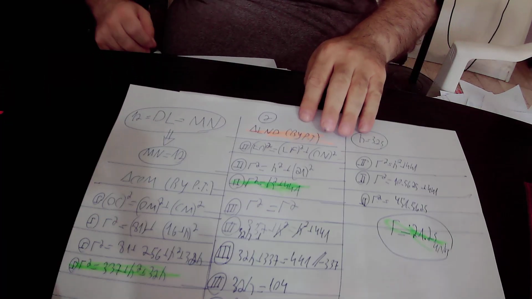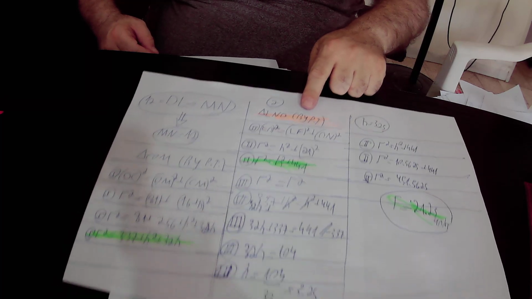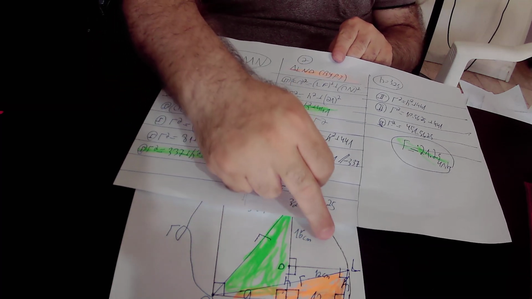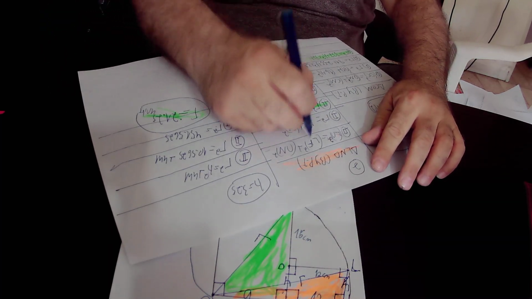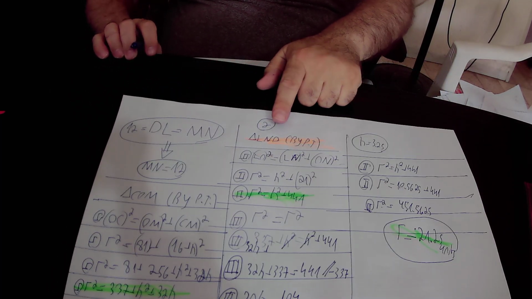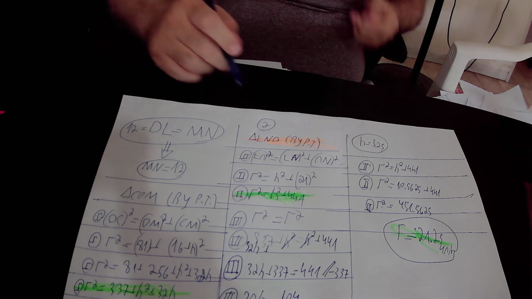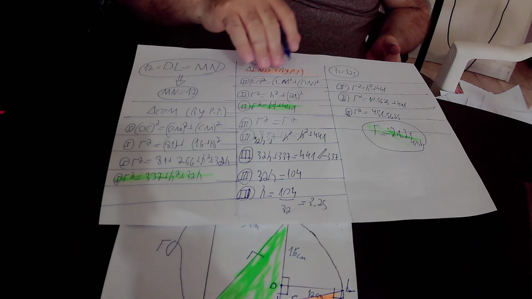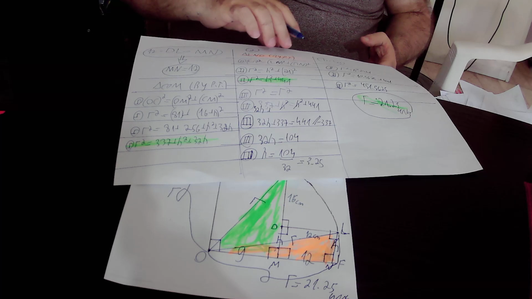Again, in the orange right triangle, triangle LNO, OL square equals LN square plus ON square. LO equals R, therefore LO square is R square. LN equals H, therefore LN square equals H square.